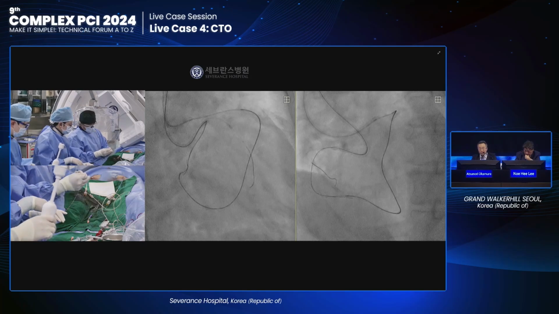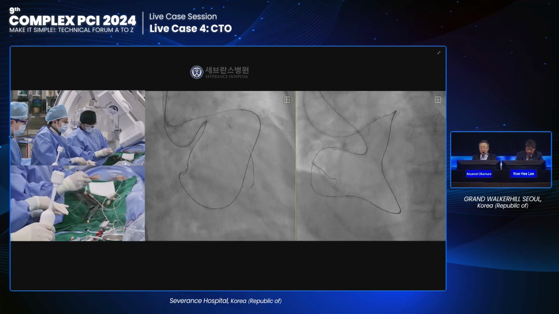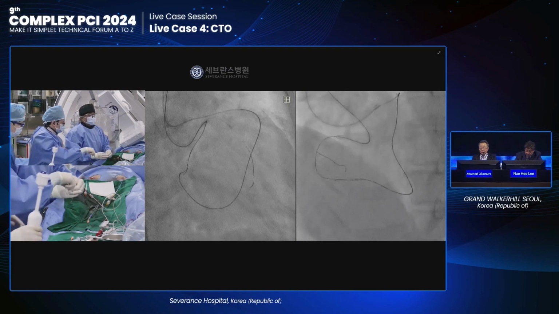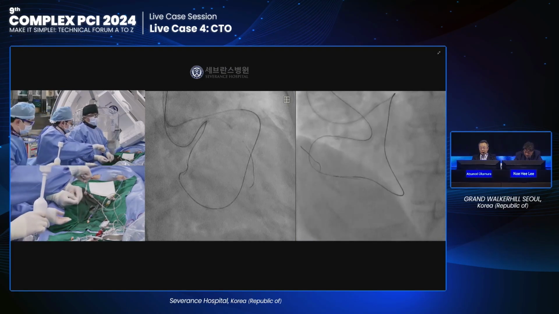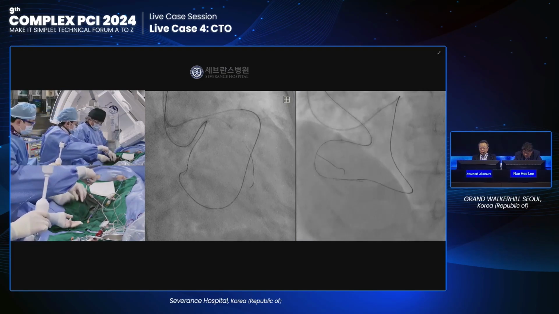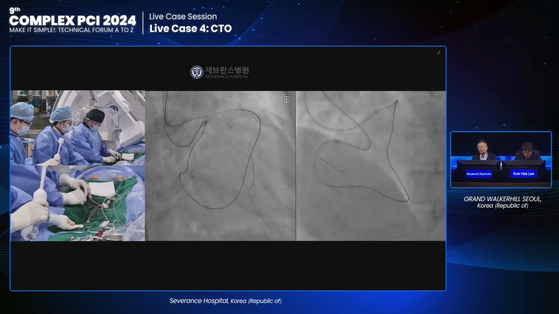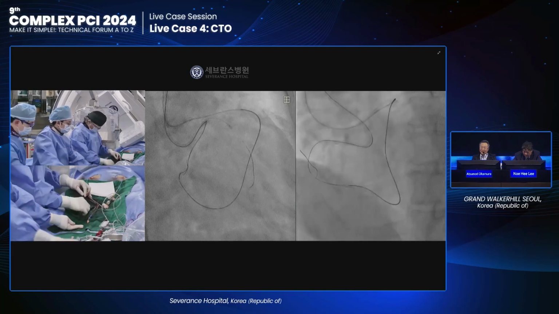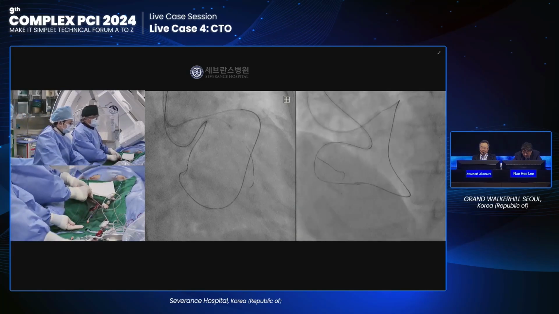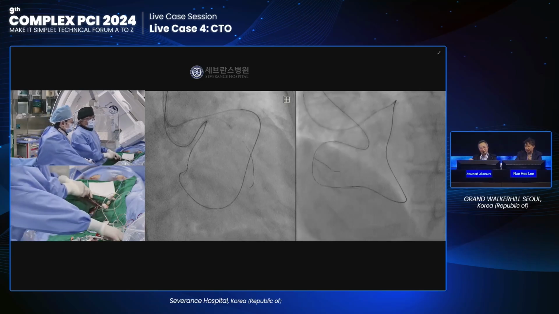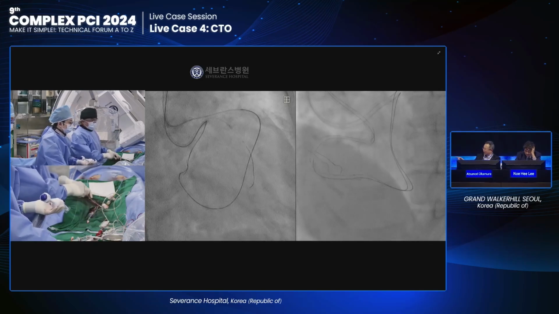Dr. Okamura? Yes. So now the number of CTO PCI in Japan, is it slightly decreased or increased? Not easy to find. Yeah, I think it's like a plateau. So no decrease, no increase. That's just my feeling. What do you think, Dr. Ishihara?